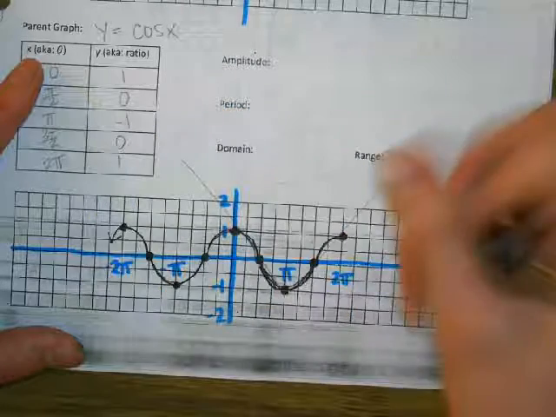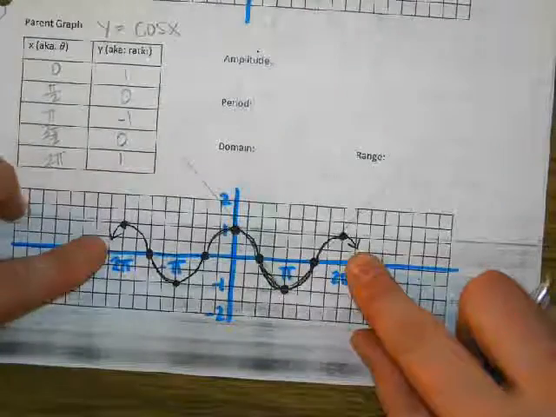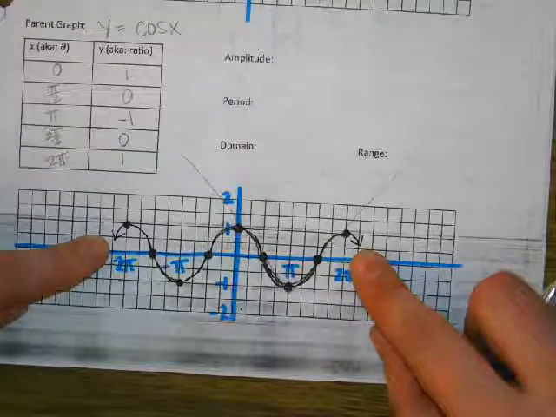The other thing I was noticing when I taught first period is that they were not putting arrows on either end. We have to make sure that we put arrows.